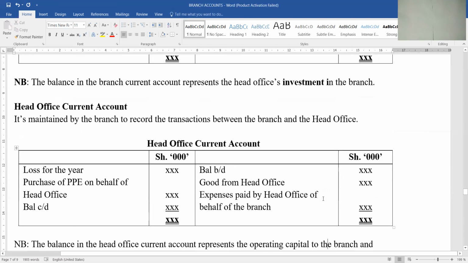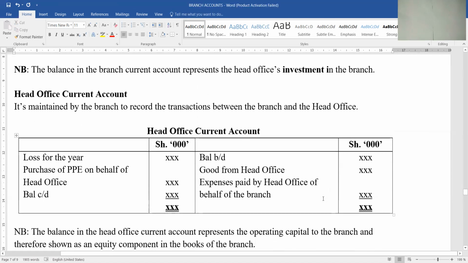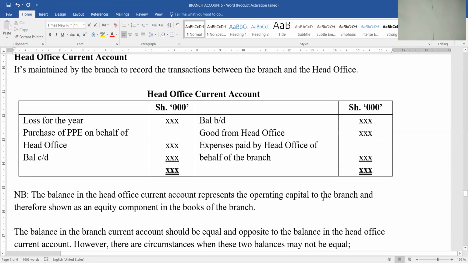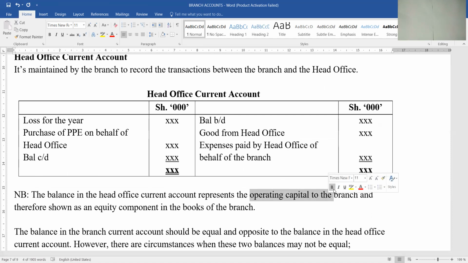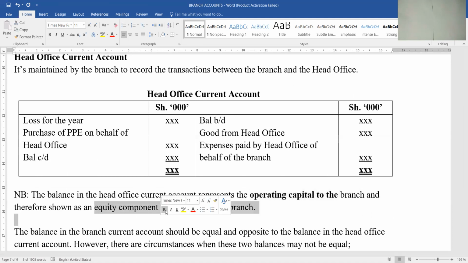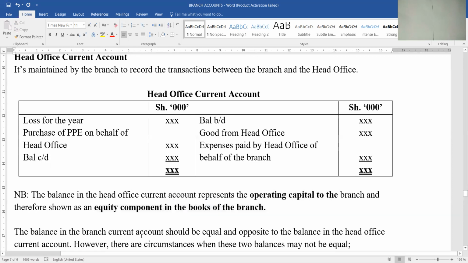Then this is the head office current account, which we have said is maintained by the branch. What about the balancing figure in that account? The balancing figure in the head office current account represents operating capital. Remember that this one would be recorded as what? It represents operating capital to the branch, and therefore is shown as an equity component in the books of the branch.